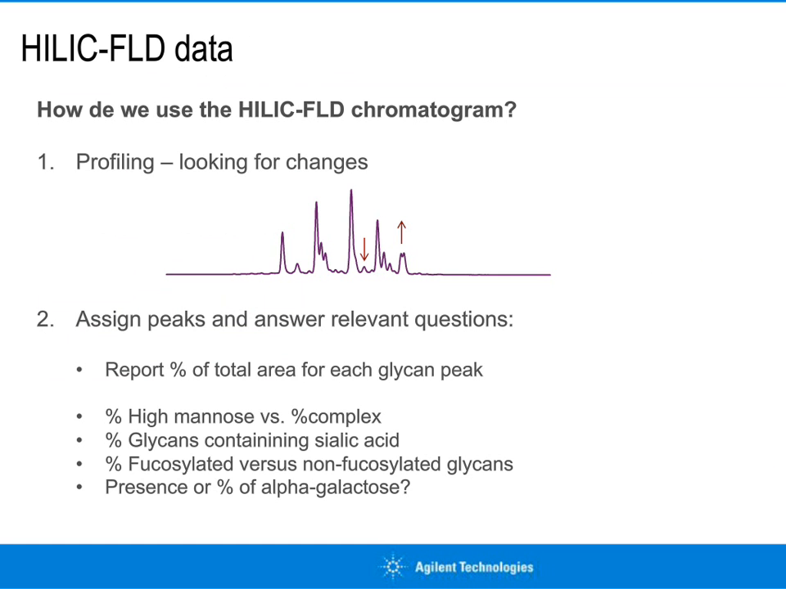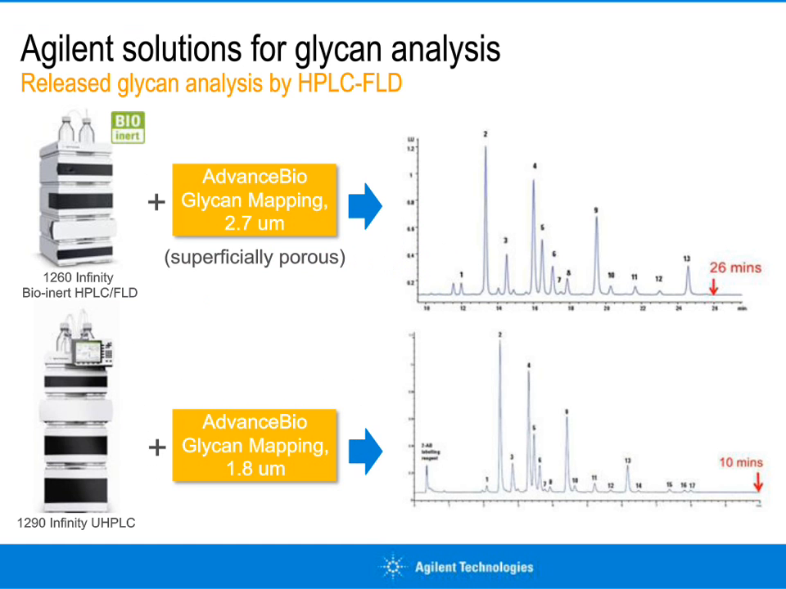Agilent has recently released 2 HILIC columns for glycan analysis. The first is a column that uses superficially porous particles with a diameter of 2.7 microns. The column is recommended for customers who want to work at lower pressure, for example, customers who do not want to upgrade their HPLC equipment. The second column uses sub-2 micron-sized particles for ultra-fast separations on instruments that are capable of operating at ultra-high pressure.